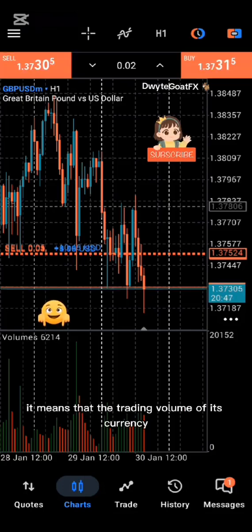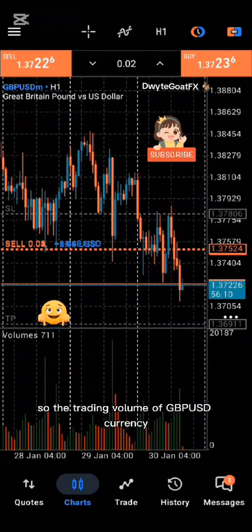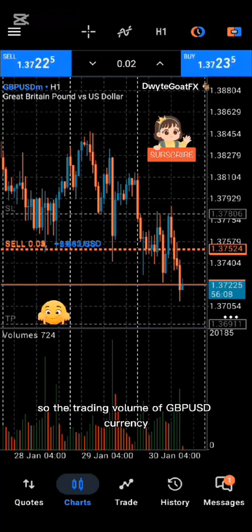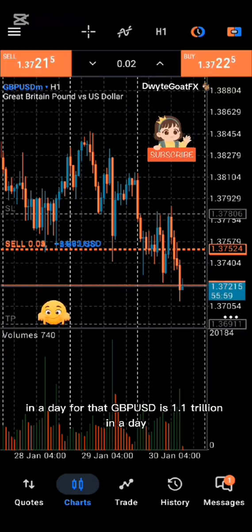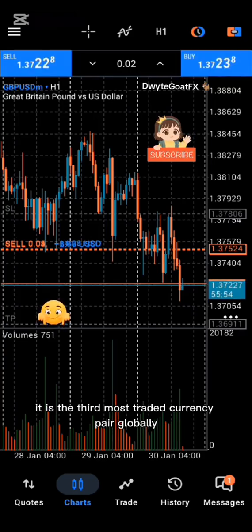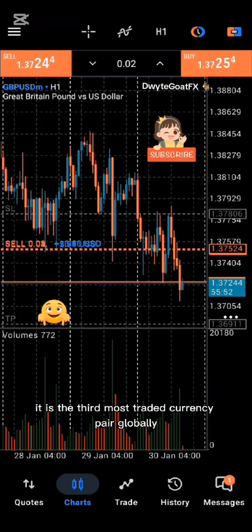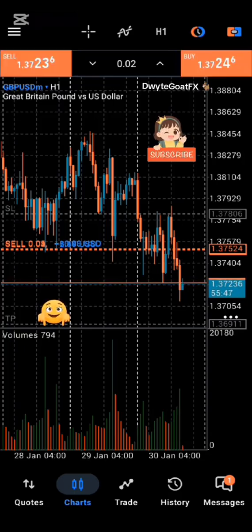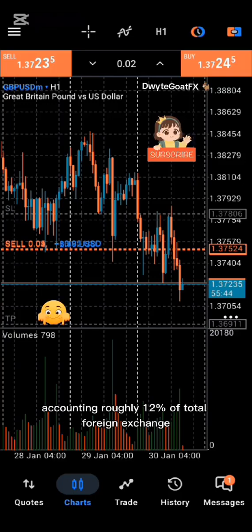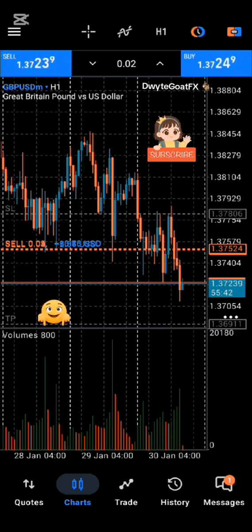It means that the trading volume of the GBPUSD currency, approximately in a day, is 1.1 trillion. It is the third most traded currency globally, accounting for roughly 12% of total foreign exchange turnover.